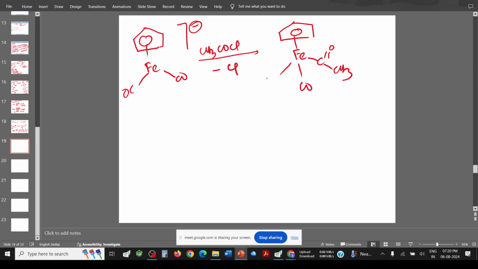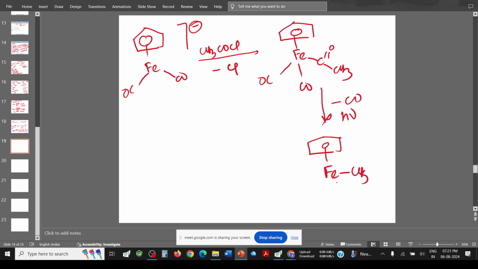Now this acyl bound moiety attached to the metal center is highly efficient to undergo CO elimination in the presence of photochemical conditions to give the metal bound alkyl complex. This is a very good example of metal bound alkyl complexes.